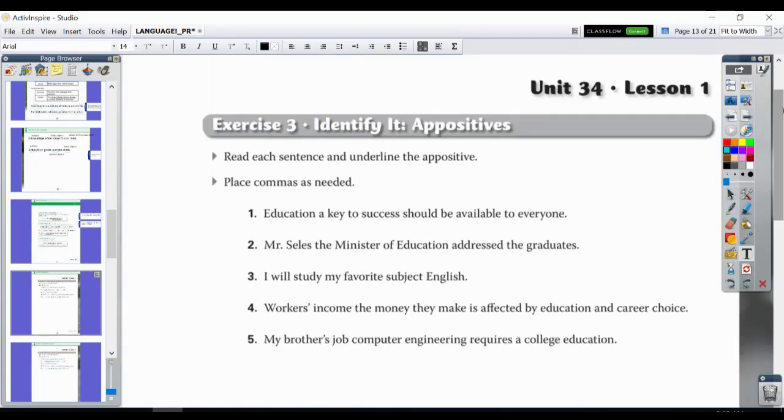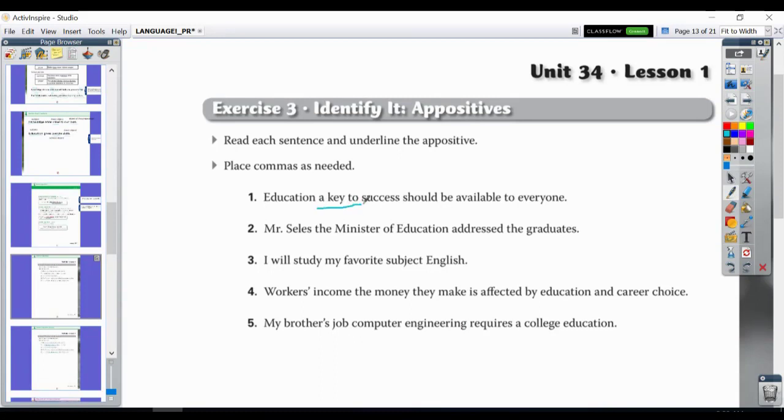Let's go to page 115 in your interactive textbook, and we're going to look for appositives. Then we're going to put commas if they are needed. Number 1, education, a key to success, should be available to everyone. Let's underline the appositive, a key to success. And we do need commas there because it is separated from the rest of the sentence. So put a comma and underline a key to success.